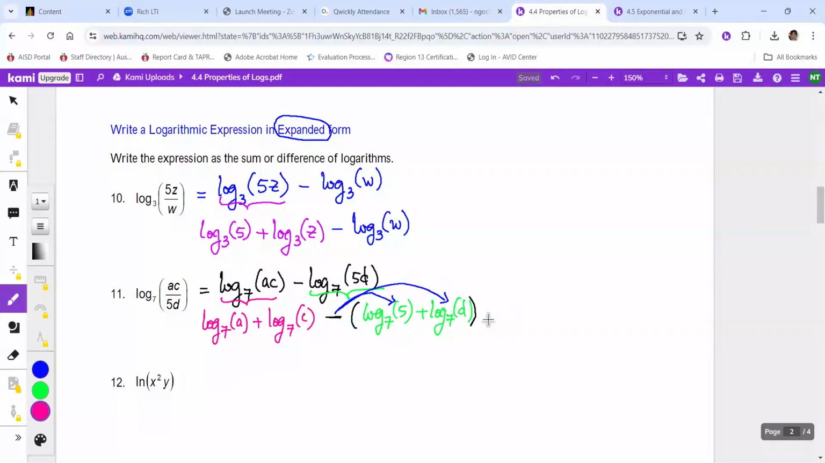So that will give us, let me just write it right here. Log base 7 of A plus log base 7 of C. So we copy the first 2 terms. The next 2 terms, as you can see, we go ahead and distribute the negative 1. So inside the parenthesis, after we clear this, we have to change the sign. So minus log base 7 of 5. And then minus again log base 7 of D.